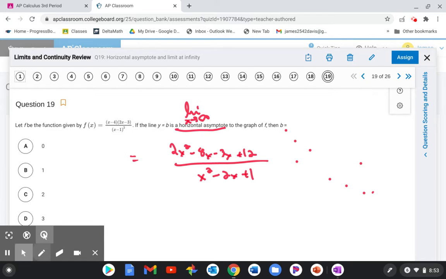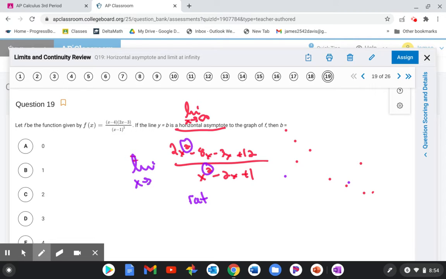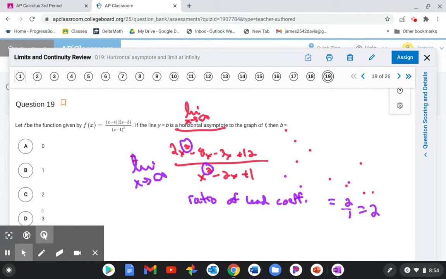So we do have equal degrees, meaning equal highest powers, both are squared. So in this case, if we're finding the limit as x goes to infinity, take the ratio of the leading coefficients. So in this case, it would just be 2 over 1, so it'd be 2. That's all there is to it. But you do need to remember those rules so that you can just say, oh, that's what I do. It's too easy.